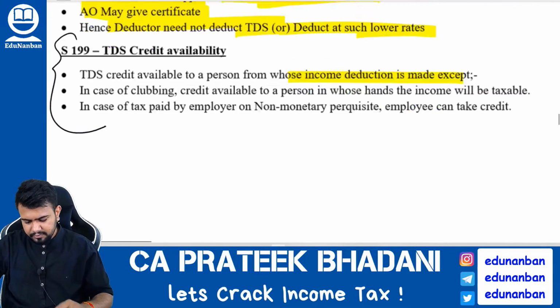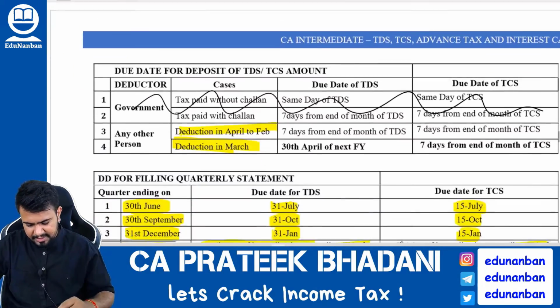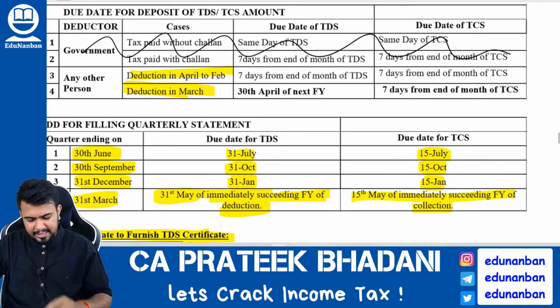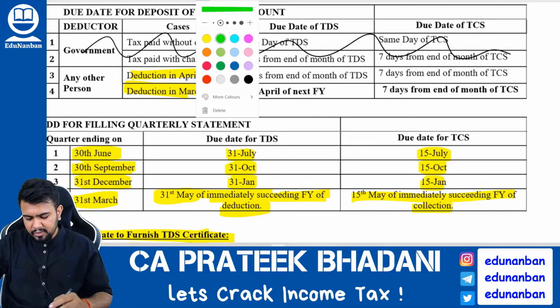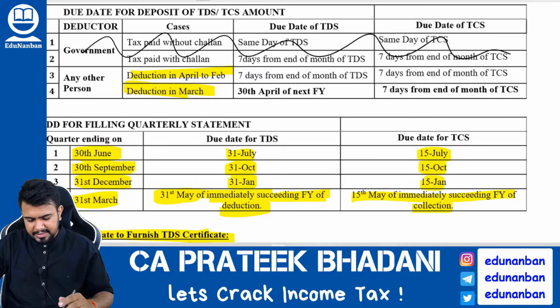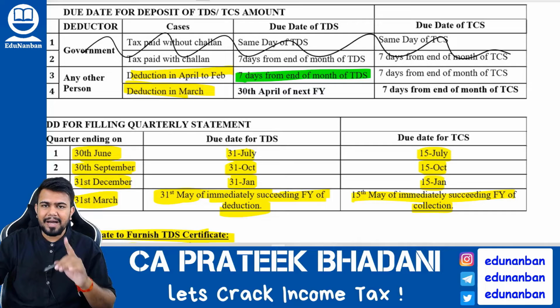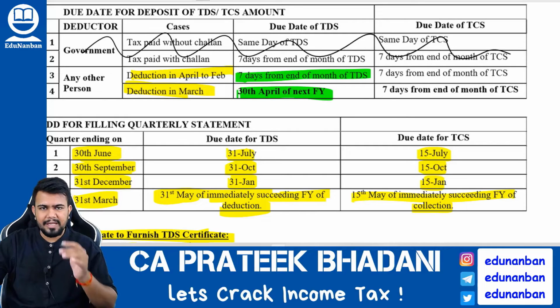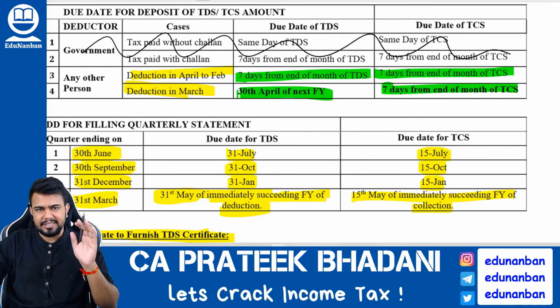Next, all these small provisions you can learn from the material itself. Now let us discuss other provisions. What is the due date to make the payment of TDS? The due date to make the payment of TDS is 7 days from the end of the month of TDS, and in case of the month of March alone it will be 30th of April. In case of TCS, it is always 7 days from the end of the month of collection of TCS.